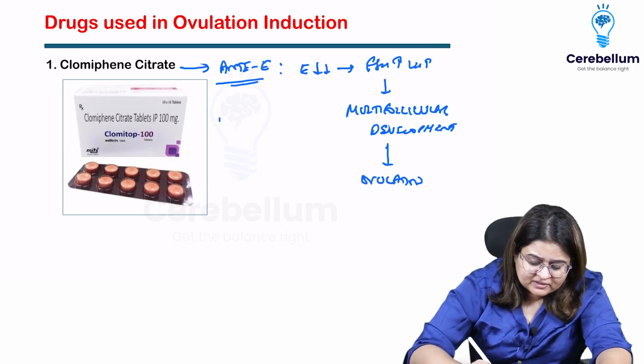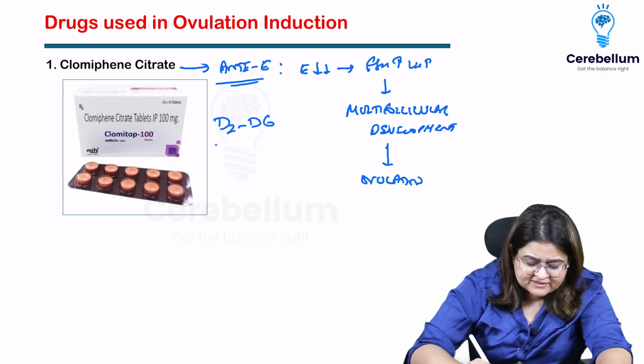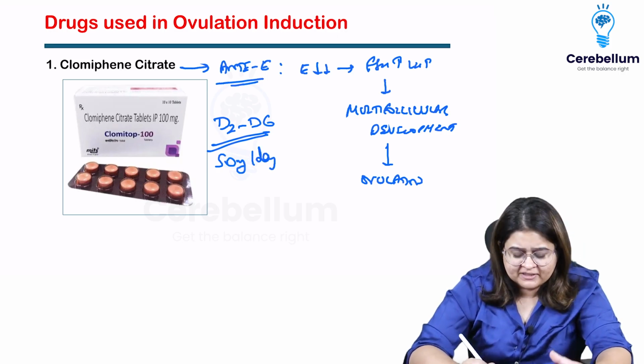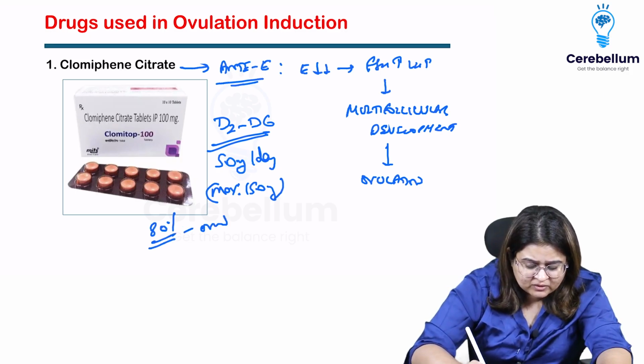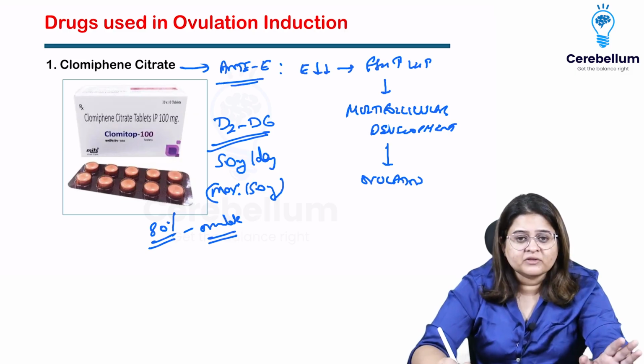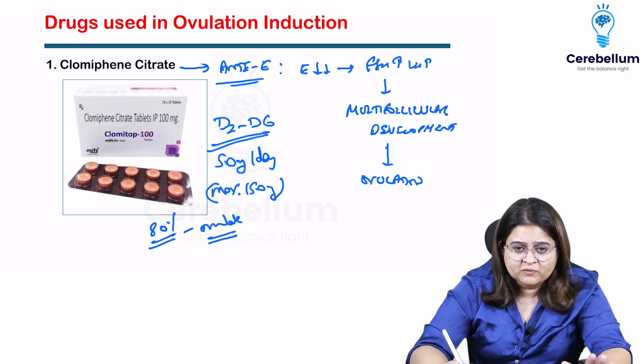Now we give it from day 2 to day 6, which is the standard protocol. We start with the lowest dose of 50 milligram per day for 5 days, that is day 2 to day 6, and the maximum dose we can go up to is 150 milligram. 80% of patients who receive clomiphene will ovulate. They will ovulate in women who have PCOS or anovulation. If you give clomiphene, 80% will ovulate.